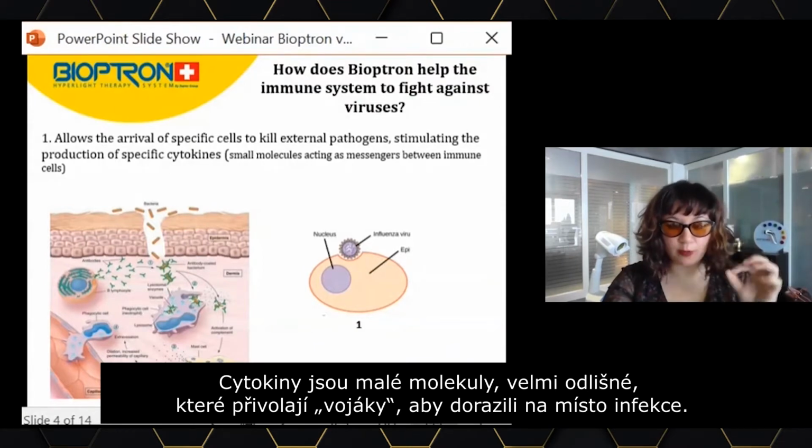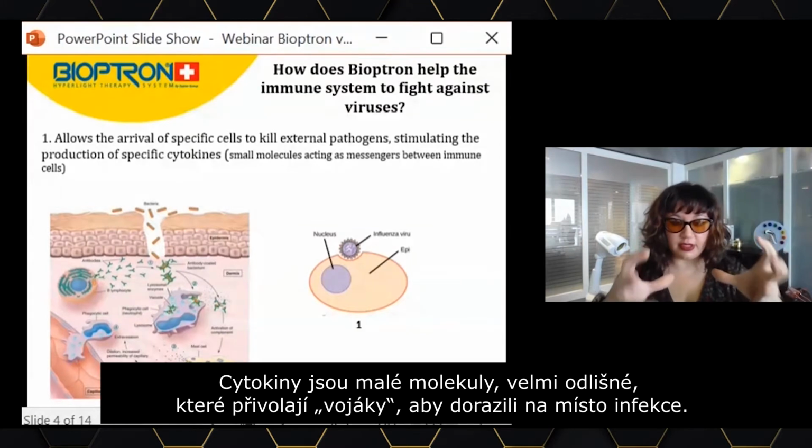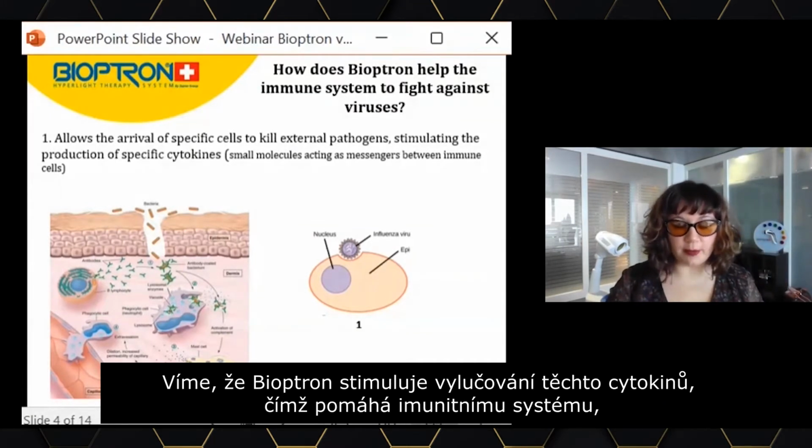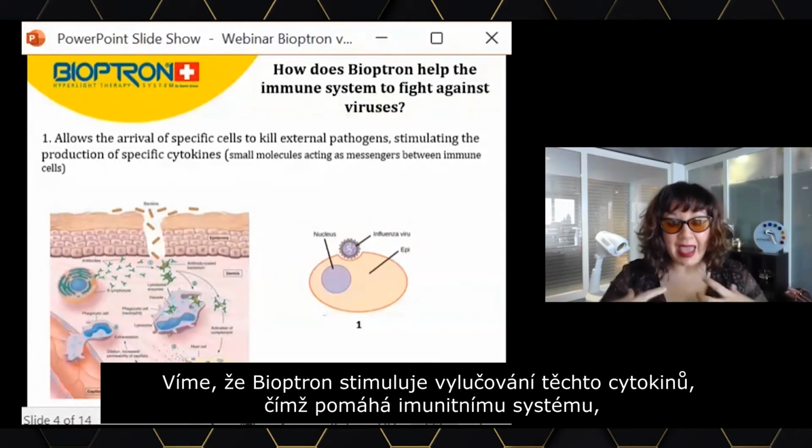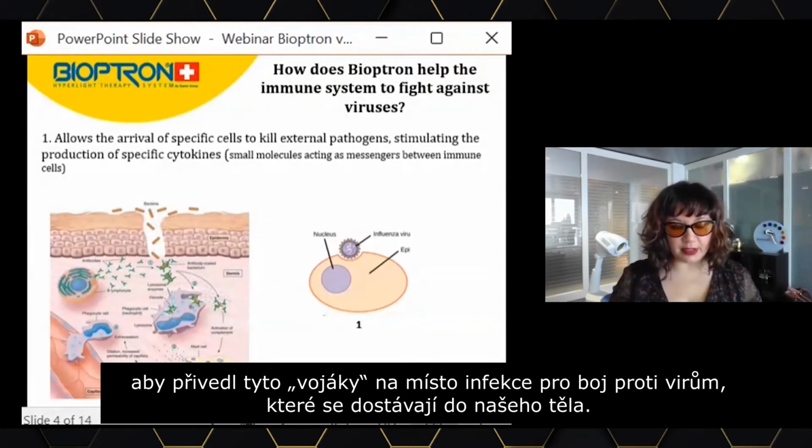Cytokines are small molecules, very different, that will call the soldiers to arrive to the infection site. We know that Bioptron stimulates the secretion of these cytokines, helping the immune system, helping these soldiers to arrive to the infection site to fight against the viruses that are entering our body.